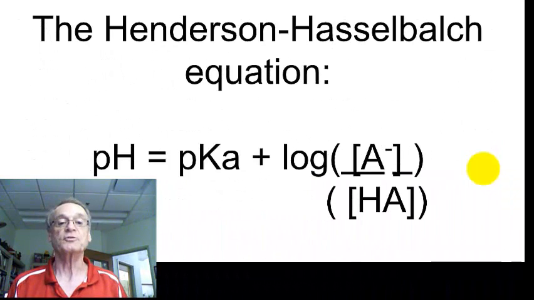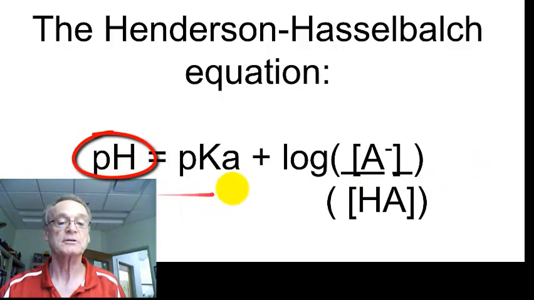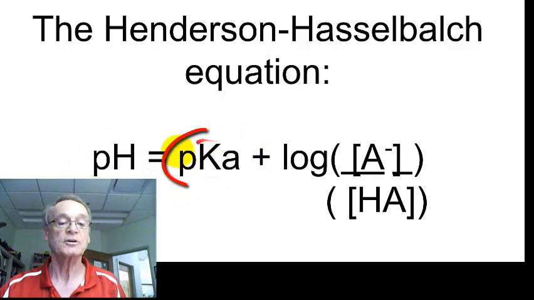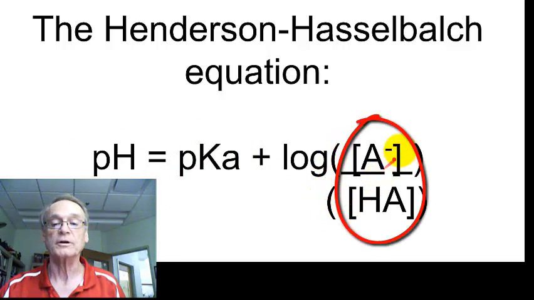So here's the relationship. This is called the Henderson-Hasselbalch equation. It looks complicated, but it's actually a fairly simple equation. Notice that it has the pH in the equation. That's the pH of a particular solution. It has the pKa in the equation. That's a constant for a particular acid. And then it has the log of this ratio. And this is all one ratio, and the log is of that whole ratio.